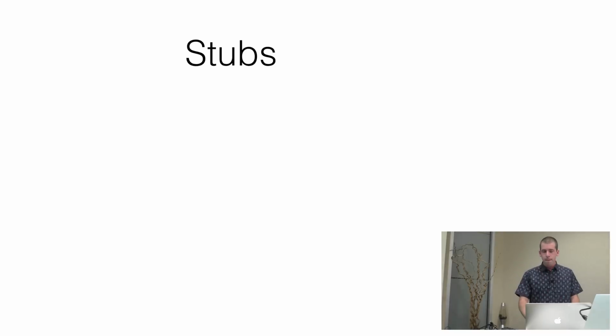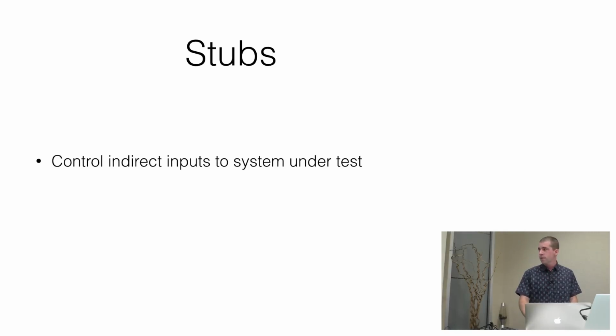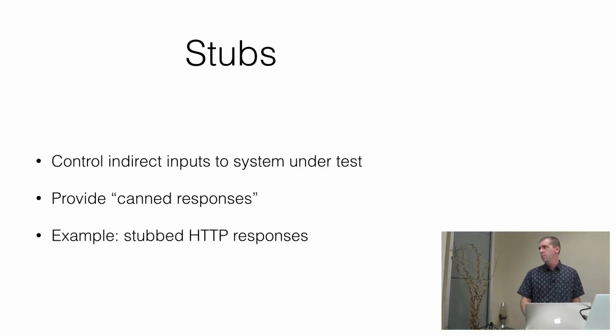Stubs control the indirect inputs to our system under test. And by that, I mean they give us canned responses. For example, a stubbed HTTP response, or just something that returns false on purpose all the time.